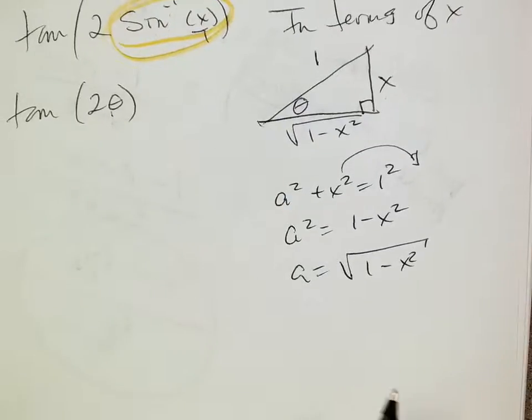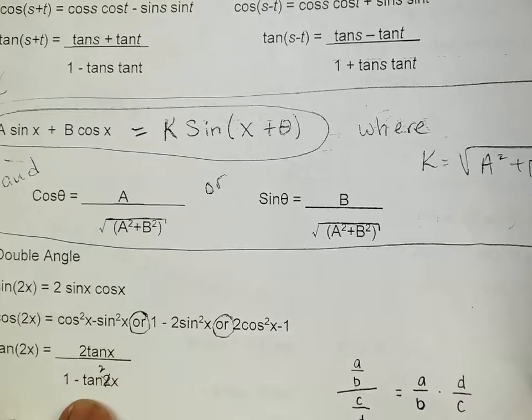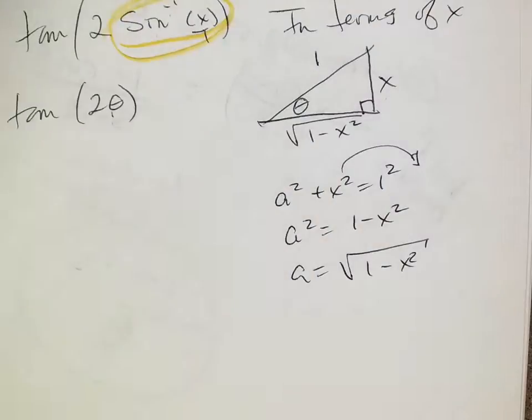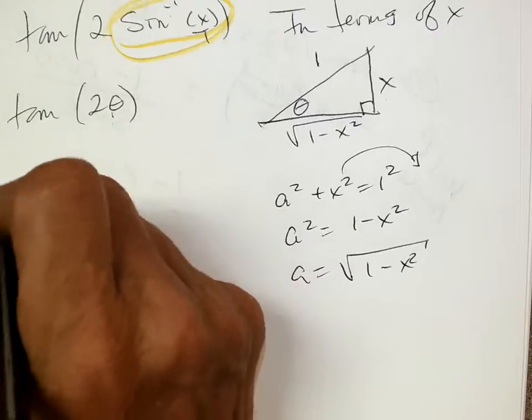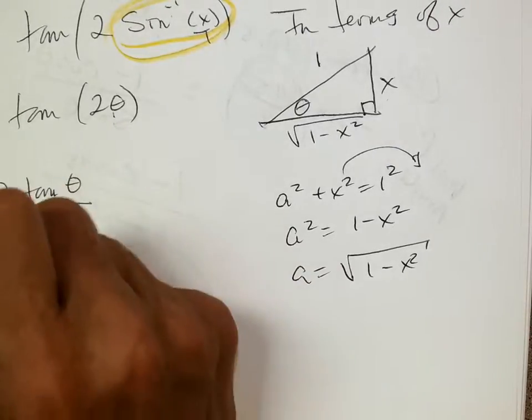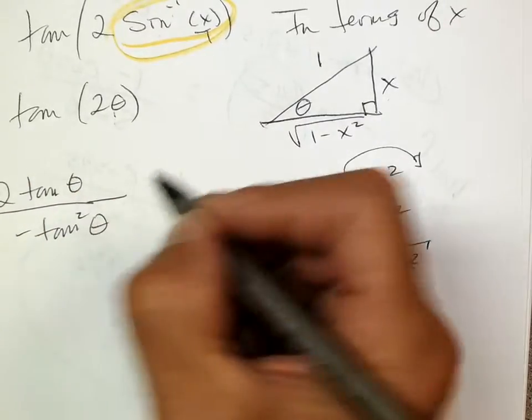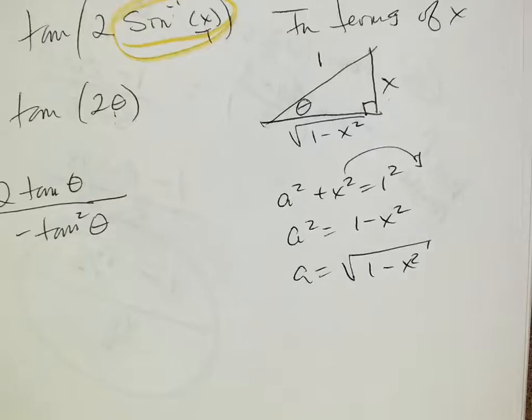All right. So now, I need a formula. Tangent of 2 theta. That's in my notes. Okay, here it is. I've got this one here: 2 tan of x over 1 minus tan squared of x. Instead of x, I'll say theta. So my formula is 2 tan of theta all over 1 minus tan squared of theta. Okay, that's my double angle formula for tangent.